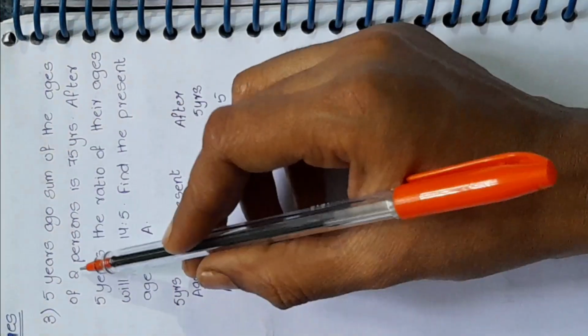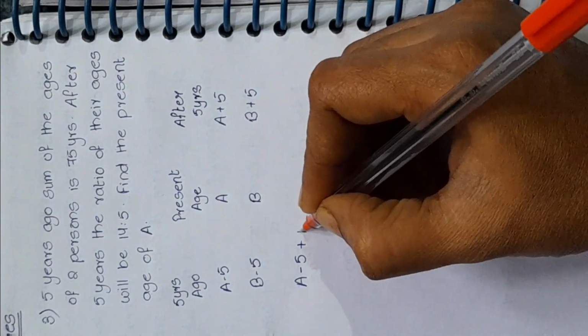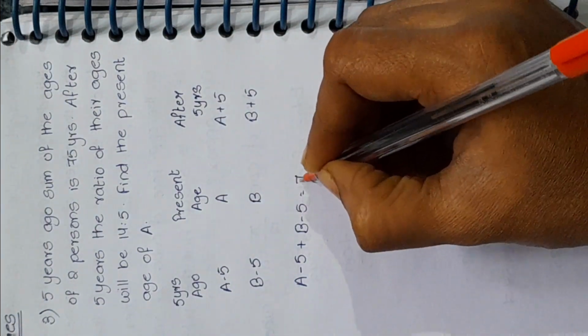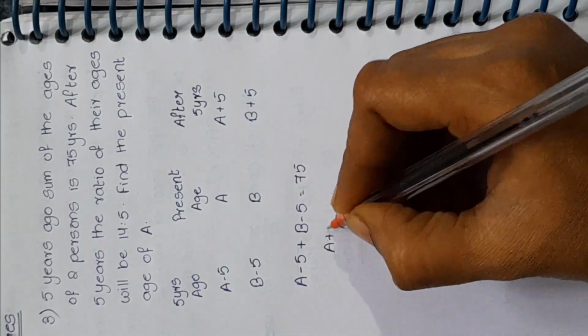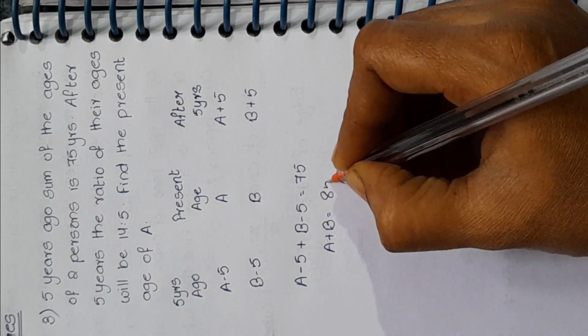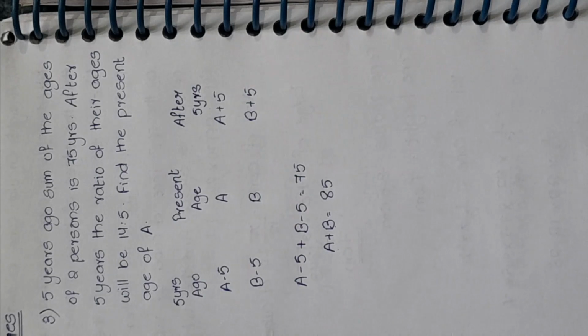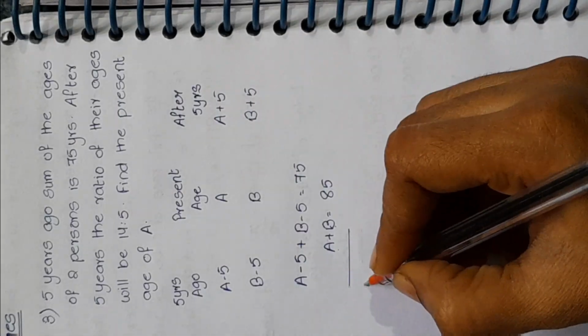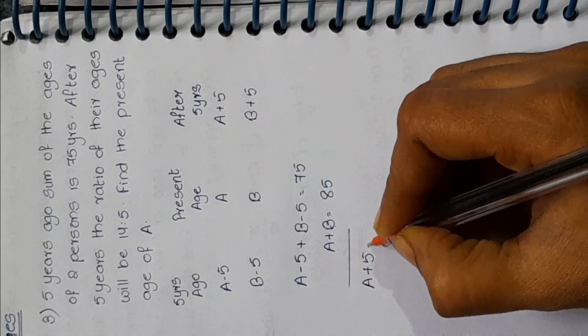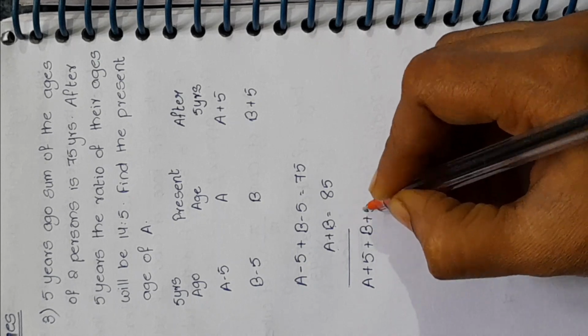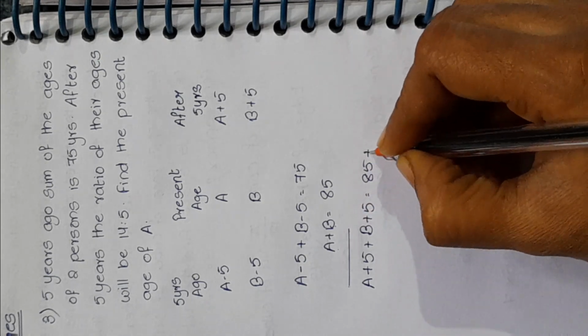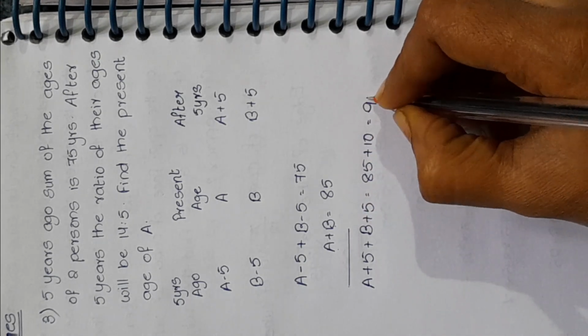5 years ago, the sum of ages of two persons is 75. So A minus 5 plus B minus 5 is 75. So A plus B we get as 85. That is, the sum of the present ages of two persons is 85. And again, it is given that after 5 years, that is A plus 5 plus B plus 5, that is 85 plus 10, which is equal to 95.